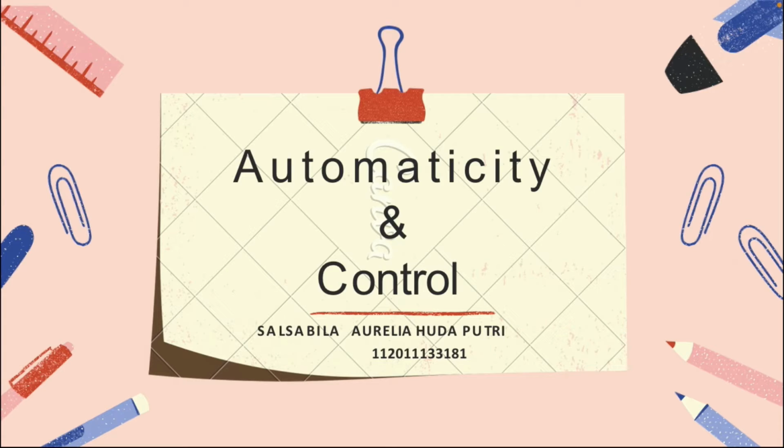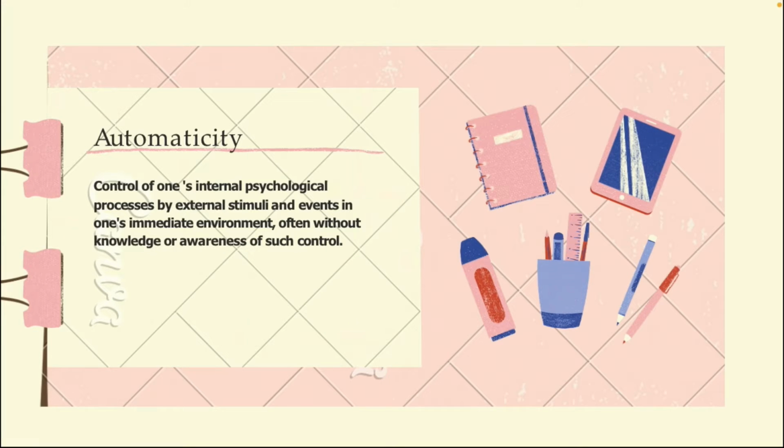Today I'm going to discuss the topic of social cognition, specifically automaticity and control. Before I explain more about automaticity and control, I want to explain what automaticity means. Automaticity is the control of one's internal psychological processes by external stimuli and events in one's immediate environment, often without knowledge or awareness of such control.